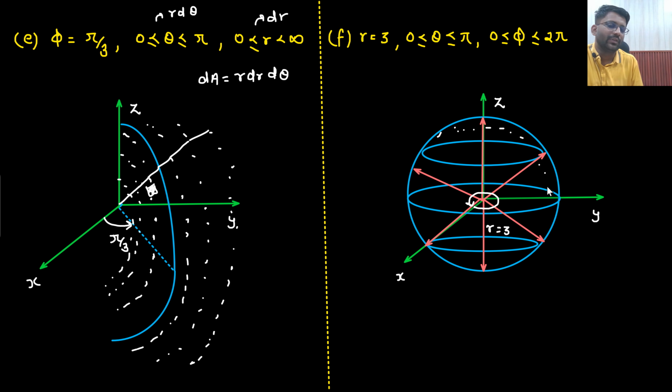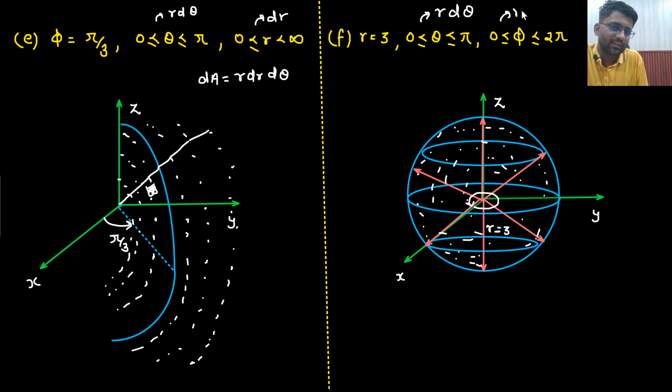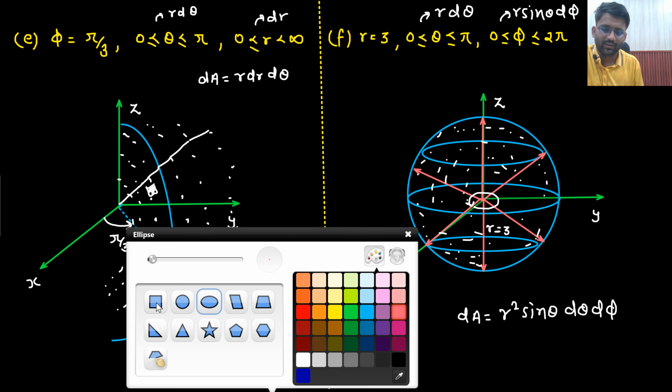So what will be the surface of the sphere? If you take a small portion on the surface of the sphere, who is fixed? Only r is fixed. If r is fixed, that means theta is varying and phi is varying. So if theta is varying, then r d theta, and if phi is varying, then r sin theta d phi. So what will be the surface area? That surface area would be r square sin theta d theta d phi, and this is also important.